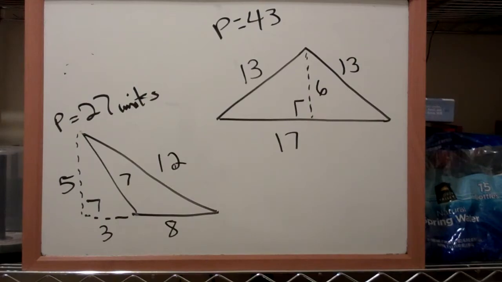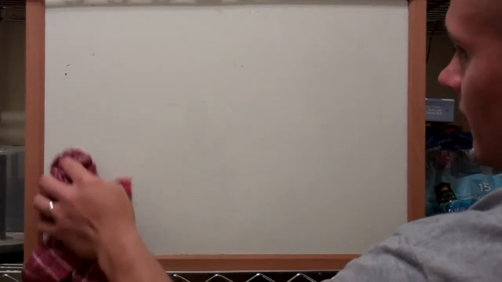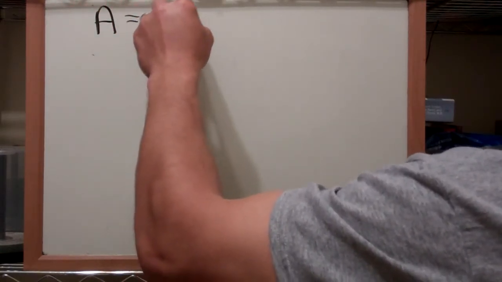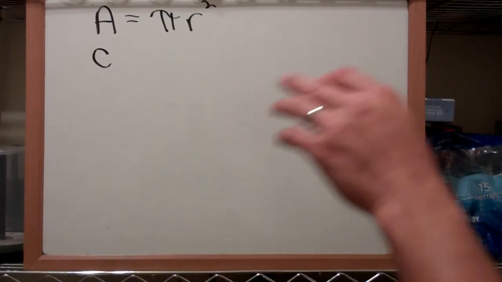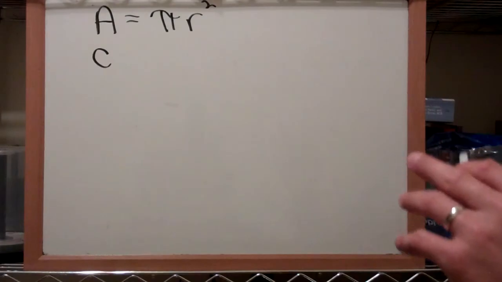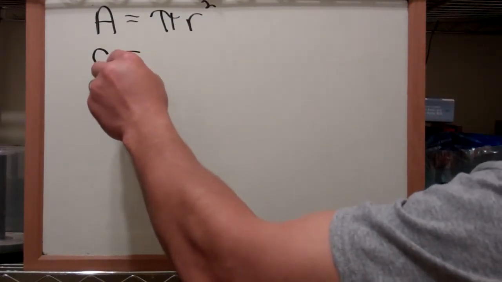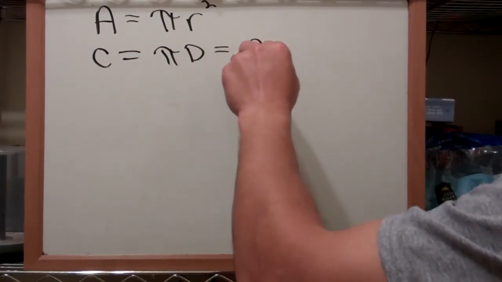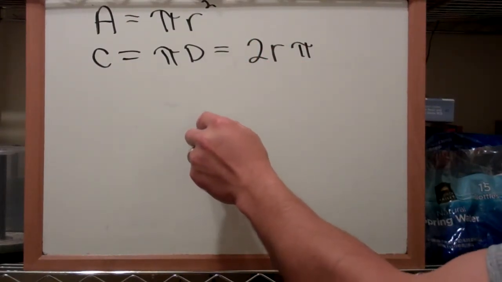Now let's talk about circles. So the area of a circle, the formula is pi r squared, and r here represents the radius. The perimeter of the circle has a special name, and it's called the circumference of the circle, so the distance around the circle. And that's represented by pi times the diameter, or it's also equal to 2 times the radius times pi.